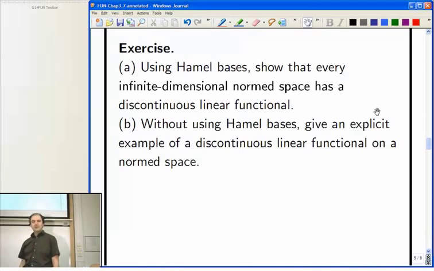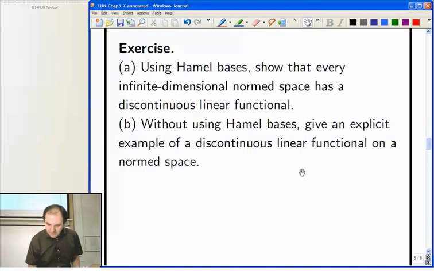And then finally, slightly trickier stuff, using Hamel basis. Every infinite dimensional norm space has a discontinuous linear functional. Without the axiom of choice, you're not going to find anything, because you're never going to find an explicitly defined discontinuous linear map from a norm space into a Banach space. I can pretty much promise you that. But the fact that loads of these things exist, using the axiom of choice, is another matter.